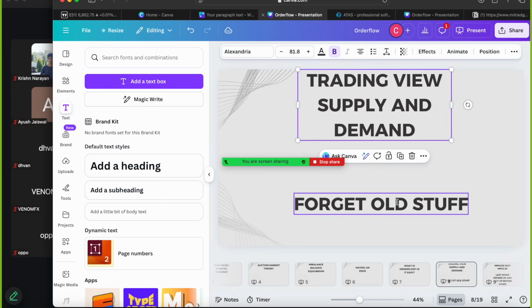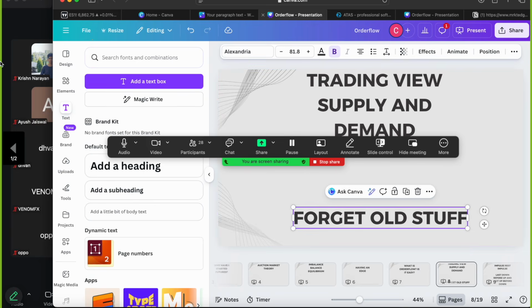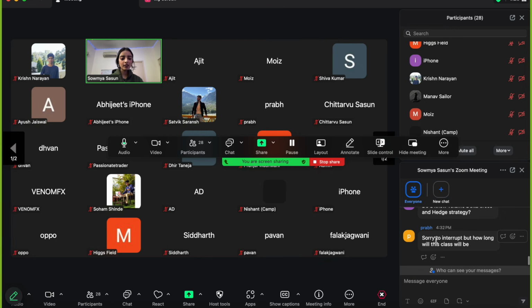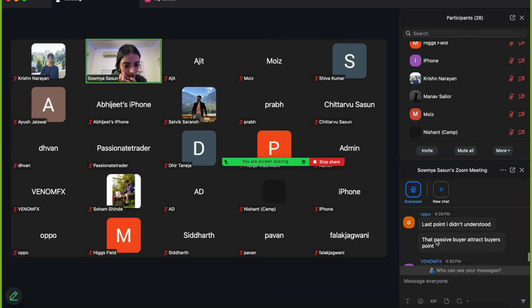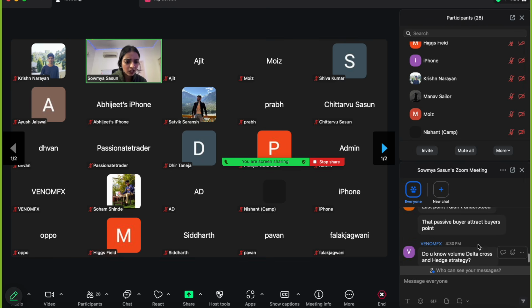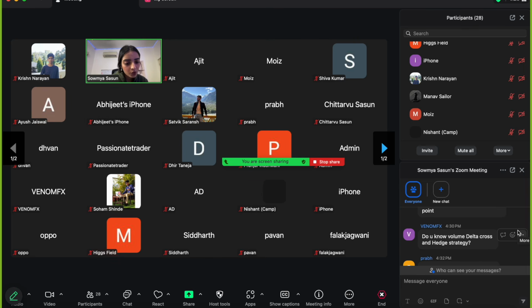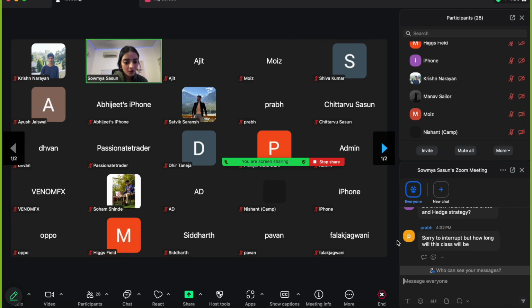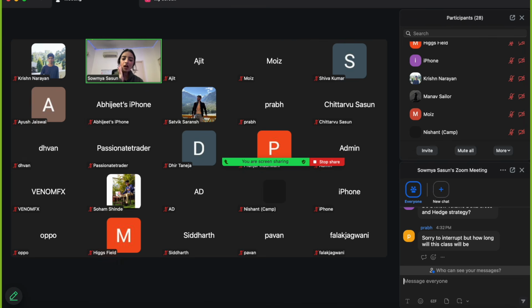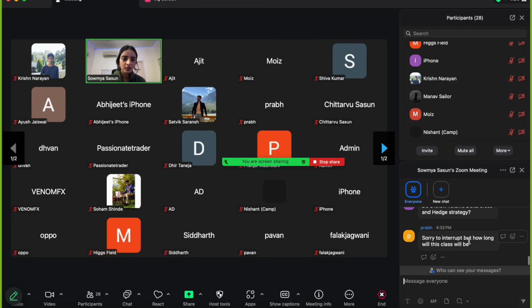Trading supply and demand, forget the old stuff. Okay, a lot of you might have already... let me just understand. Last point, that passive buyer attract buyer point. Yeah, I'll come to that, ignore that. Do you know volume, delta, cross and hedge strategy? Yes, but I don't really do that much. Sorry to interrupt, but how long will this class be? Maybe another hour? I'm not sure.